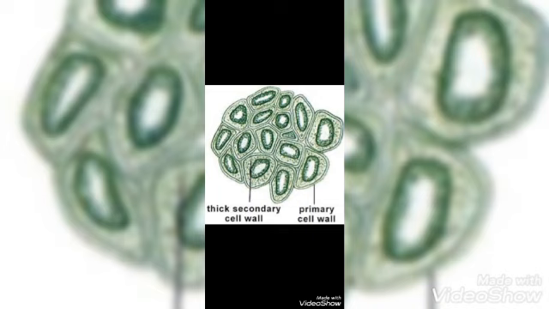So children, I hope all these concepts regarding the simple permanent tissues are now very clear to you. You can see easily here the primary and secondary cell walls, which are very thick in case of sclerenchyma, because this is the most complex simple permanent tissue compared to the previous two, parenchyma and collenchyma. So children, in the next class we will talk about the complex permanent tissue, that is xylem and phloem.